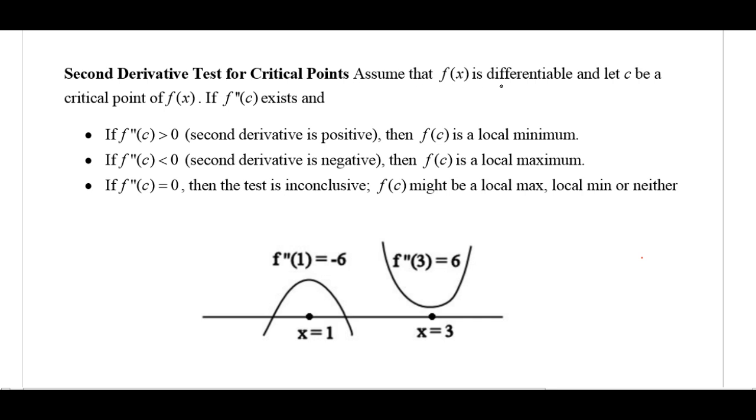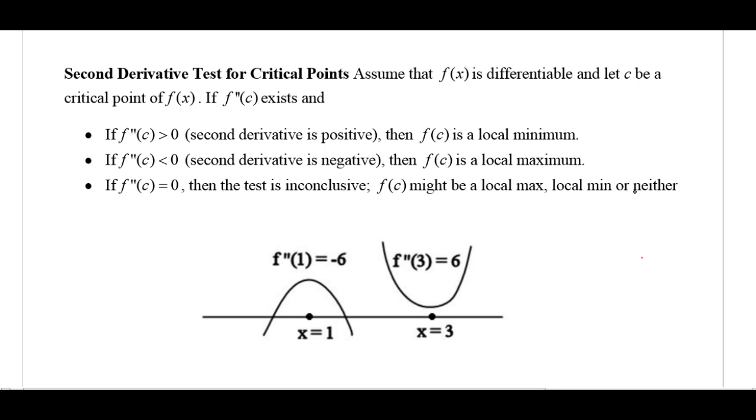So we're going to assume that the function is differentiable and let c be a critical point of f(x). If the second derivative exists, and if we plug the critical point c into the second derivative and get out a positive value, then f(c) is a local minimum. If we plug in the critical point to the second derivative and get a negative value, then f(c) is a local maximum. But if we plug in the critical point and get out 0, which is neither positive or negative, then the test is inconclusive.